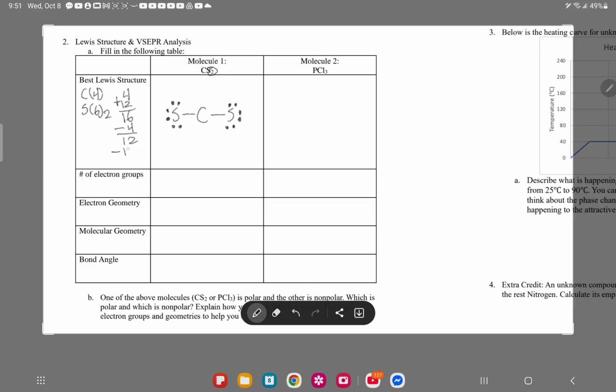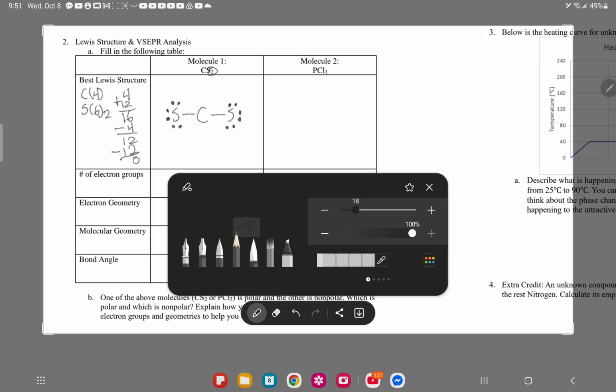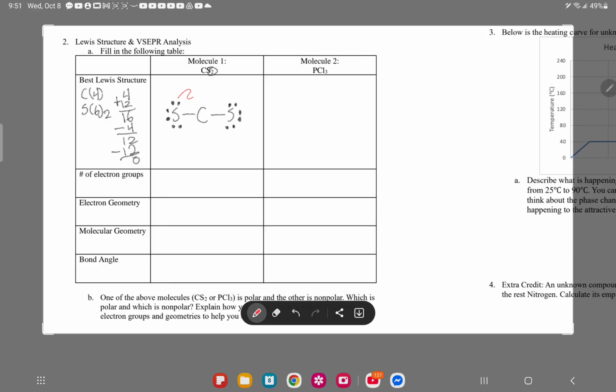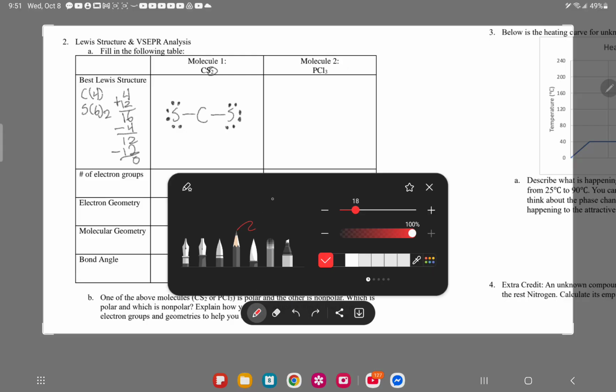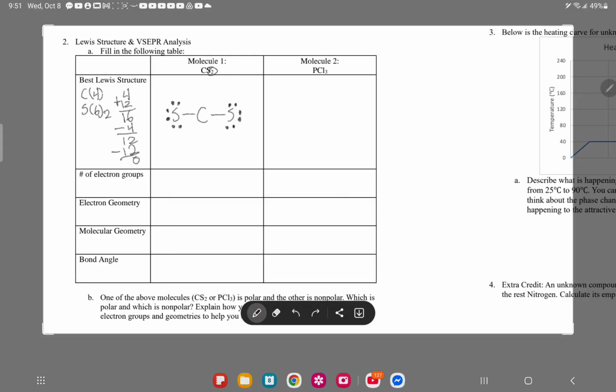Alright, so we're going to go minus 12. Well, we get 0. Now, looking at this, S follows the octet rule. Right, we've got 1, 2, 3, and 4. Alright, all adds up to 8 valence electrons. And same for the other side. But we're not done. C does not have enough. So in order to satisfy the rule, we're going to have to borrow from each side.